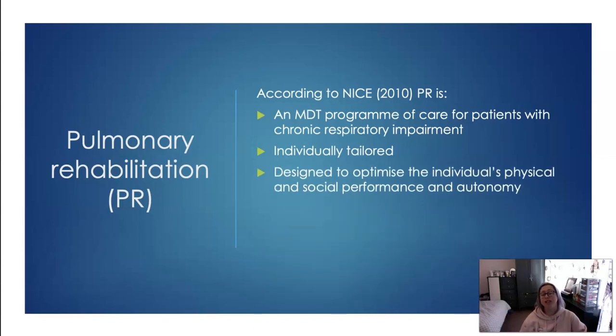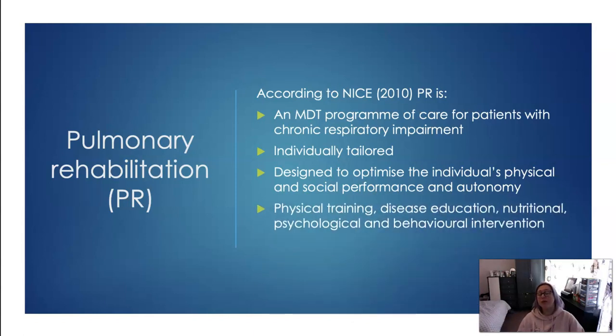They're designed to optimise the individual's physical and social performance and therefore autonomy. Again, we can't cure COPD, but what we can do is try to get the patient to actually feel like they are in charge of their own care, that they're back in charge of their own life. And even though their life may have to change, they are still in control of some of the options and things that form part of this treatment and care pathway. And it's also about physical training, disease education, nutritional, psychological and behaviour intervention.